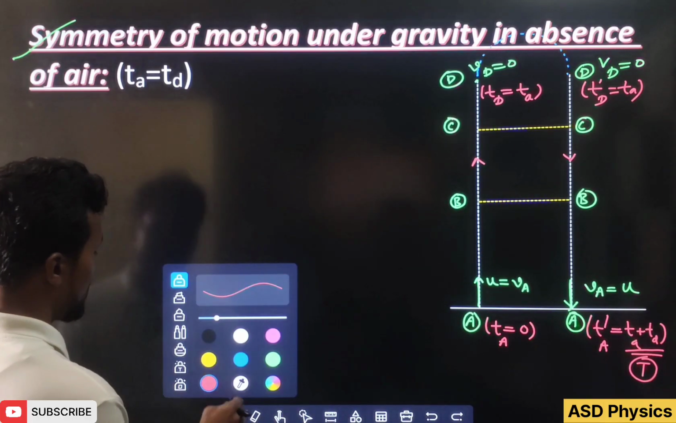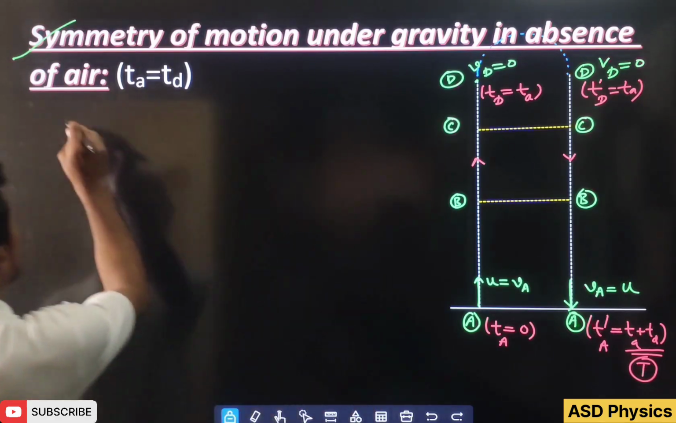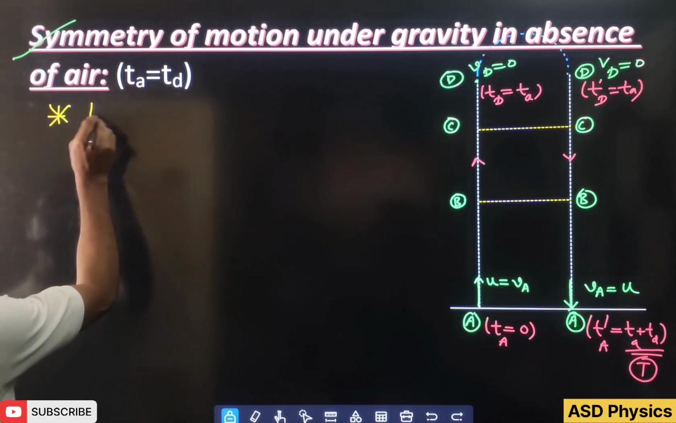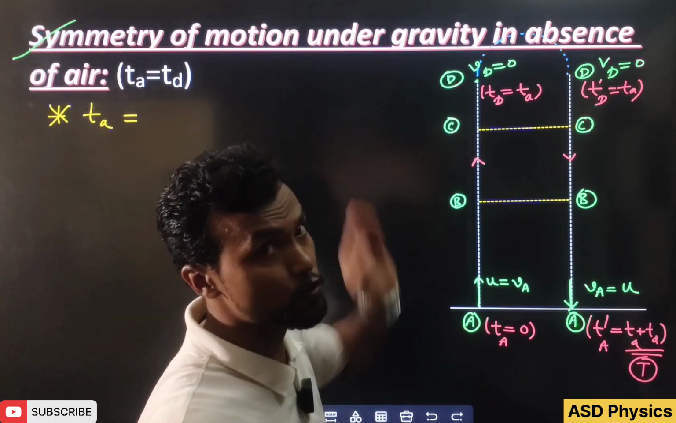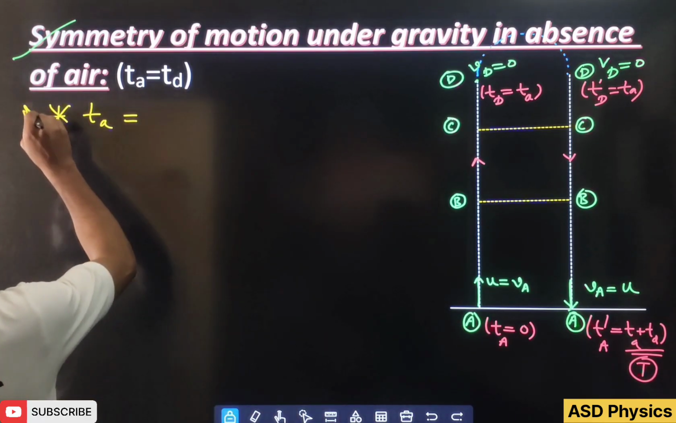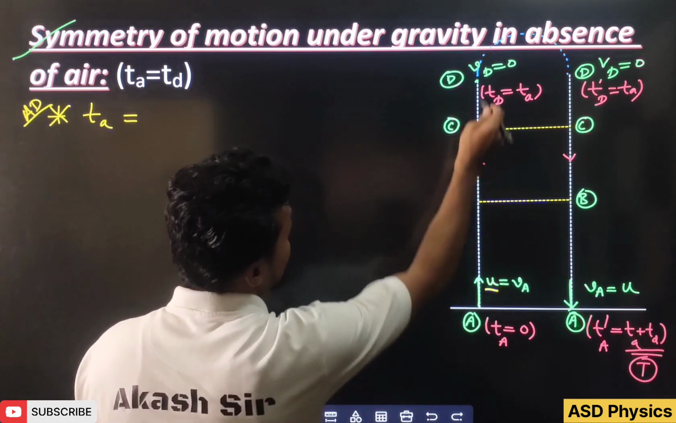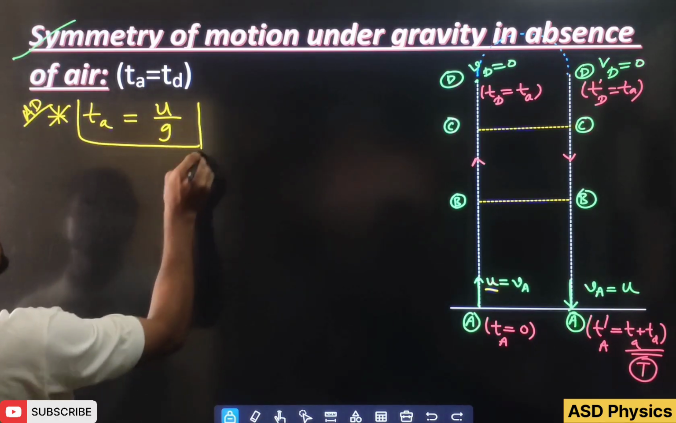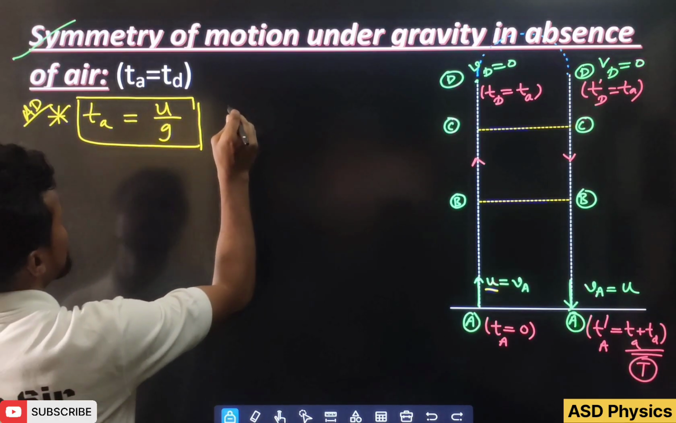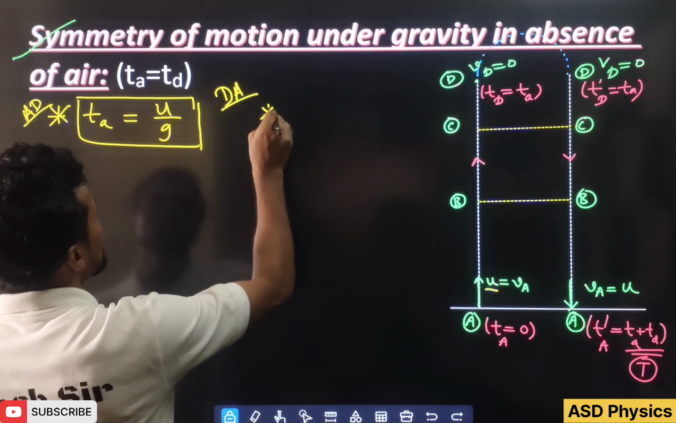Now students, let me write here. The time of ascent means from A to D, and the velocity there is U. You know the formula, T equal to U by G. Similarly, if I go from D to A, the basics are not going to change.